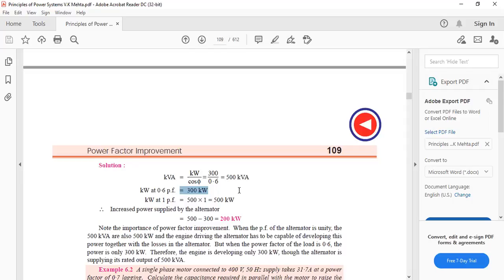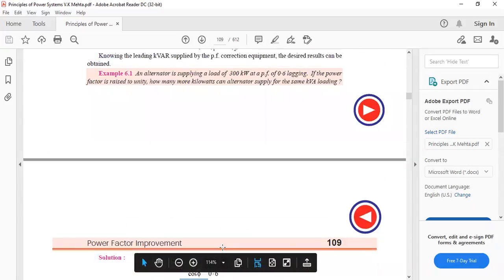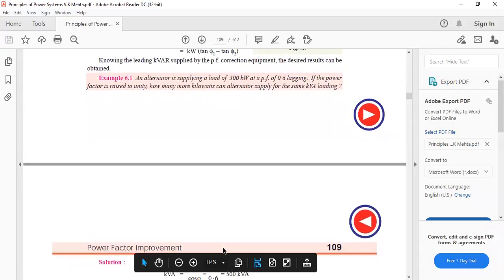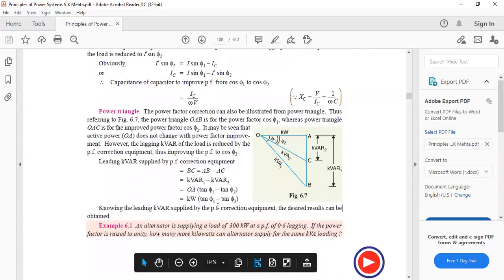So note here the importance of the power factor. If the power factor of the alternator is improved, as close as equal to unity, the same alternator will supply more real power when compared to a low power factor. So this is how the utilization of your alternator is higher when the power factor is high; it is supplying more real power. So this is one more problem. You should remember these formulas.